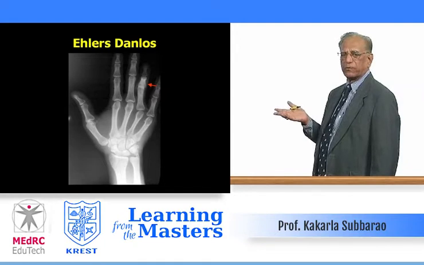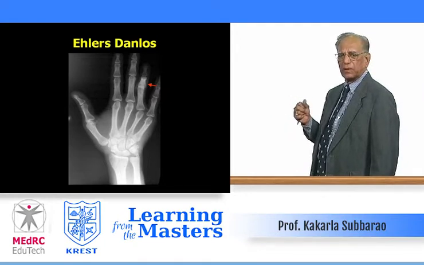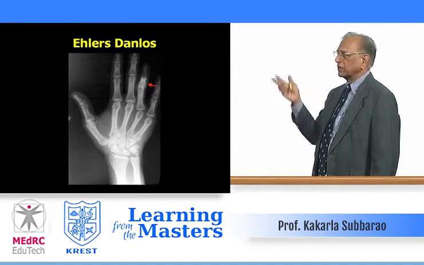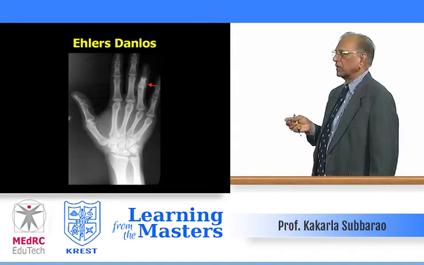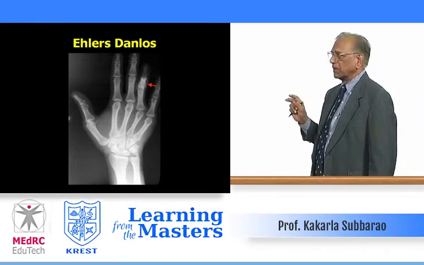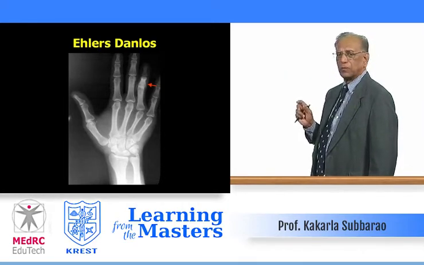Ehlers-Danlos syndrome, where you get a multiple flexibility of the joints, mobile joints, and then you could see here in the fourth finger there is a short fourth and fifth metacarpals. Apart from that, there is subluxation at the proximal interphalangeal joint of the ring finger.